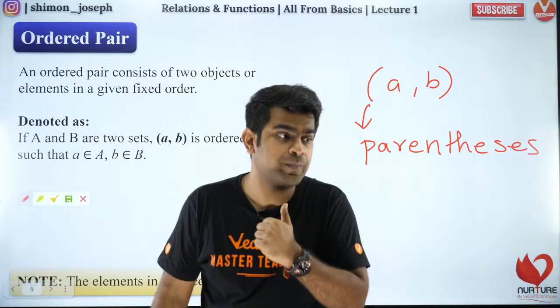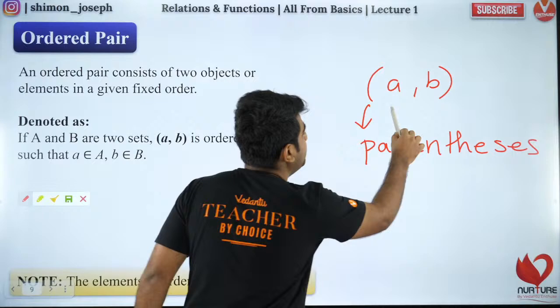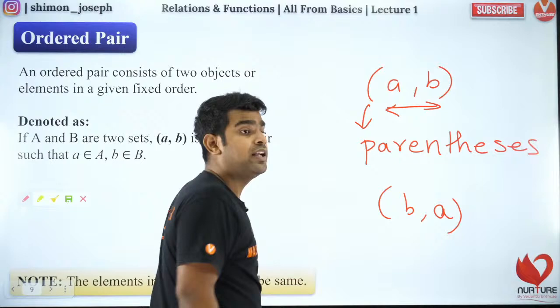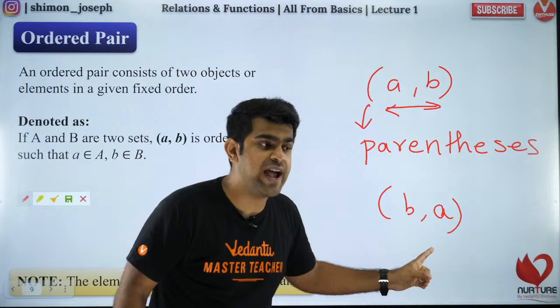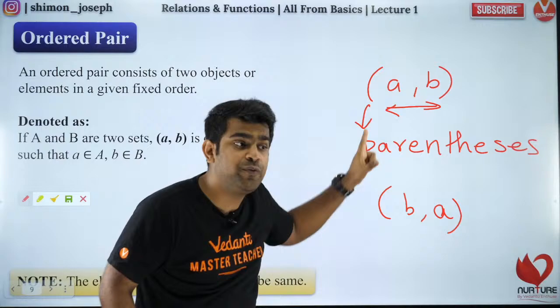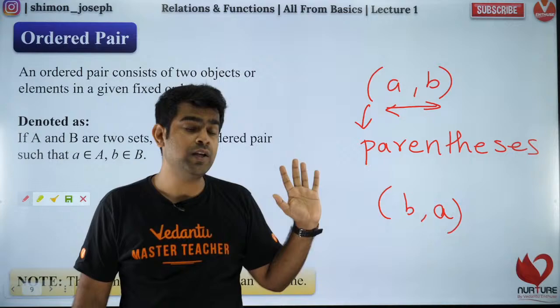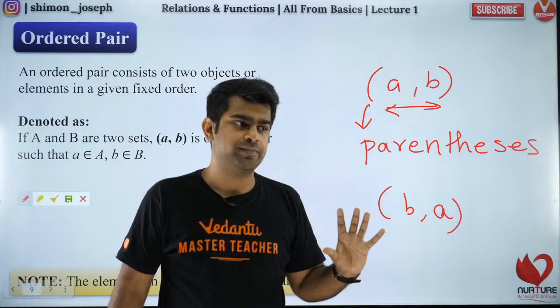Why is it given the name ordered pair? The name came because the order is important, my dear. So if I write B, A, is it the same? If it is a set, you might say it is the same. But this is not a set. This is an ordered pair, so they are both different. So the ordered pair A, B is different from B, A. Did you all understand it now? So that is why the name ordered pair.